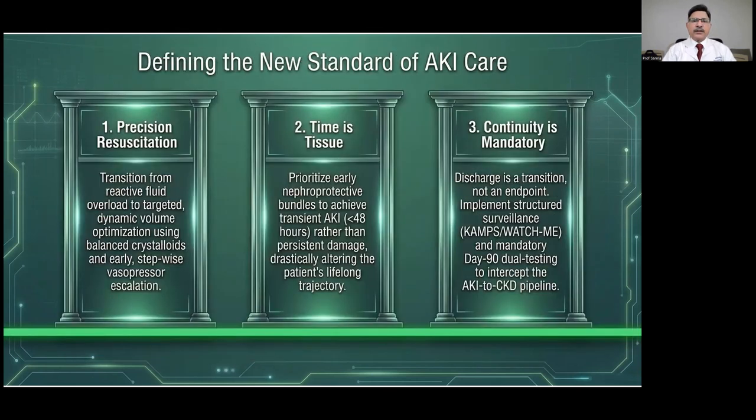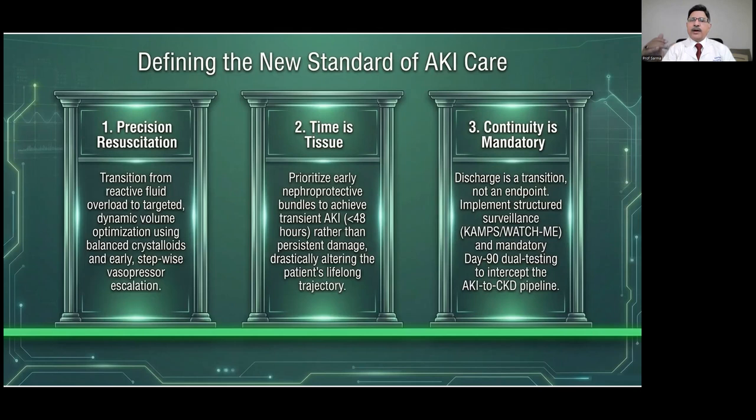Now, precision resuscitation: time is the issue, continuity is mandatory. Transition from reactive fluid overload to targeted dynamic volume optimization, using balanced crystalloids early, stepwise vasopressor escalation. Time is tissue: prioritize every nephroprotective bundle to achieve transient AKI and terminate it before 48 hours, rather than allowing it to go beyond 2 days, where the persistent damage comes.